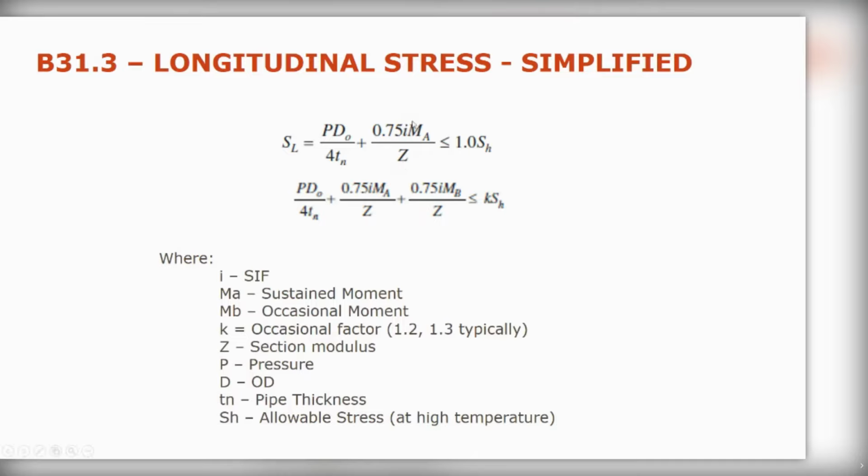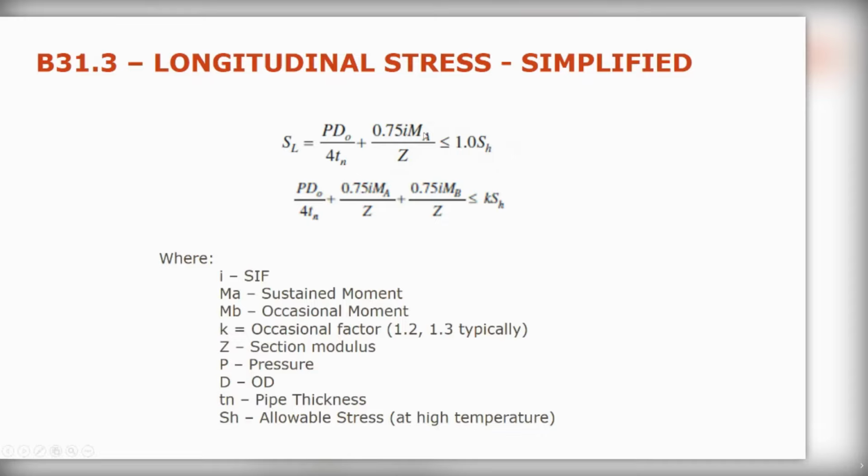And this is the sum of moments due to sustained loads. Sustained will be pressure, gravity, anything that's permanently acting upon the pipe over a long period of time. And all of that put together on any section of the pipe has to be less than the allowable stress at the temperature that the pipe is operating at.